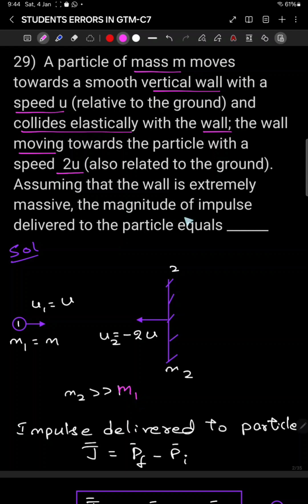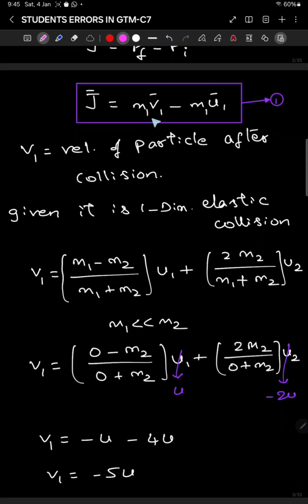The question was, find the magnitude of impulse delivered to the particle. Impulse delivered to the particle is equal to the change in linear momentum, final momentum minus initial momentum. We know the initial velocity of the particle is u, mass m. We have to find the final velocity of the first particle after collision. How to find it?